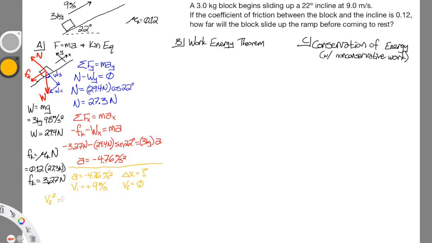The equation that relates these variables to each other is Vf squared equals Vi squared plus 2a delta x, or 0 squared equals 9 meters per second quantity squared, plus 2 times negative 4.76 meters per second squared times delta x. And we can solve for delta x, the distance the block travels up the incline, and we get 8.51 meters.